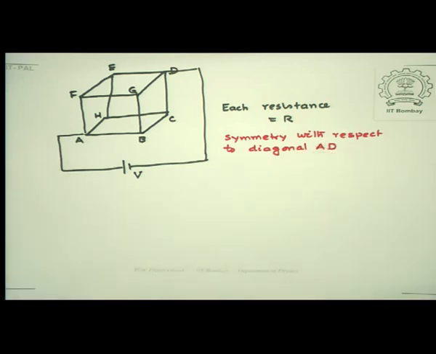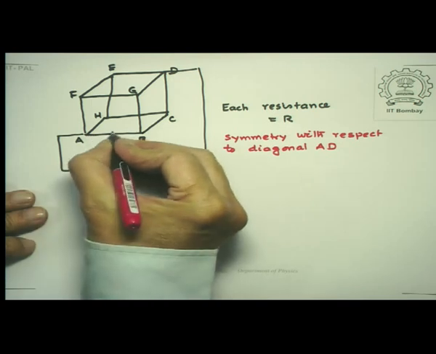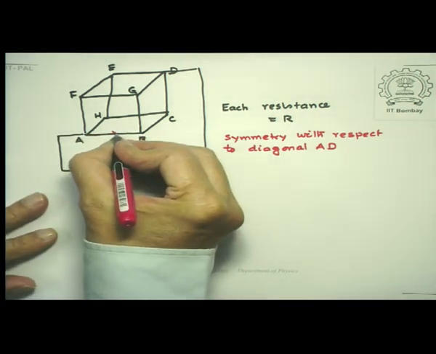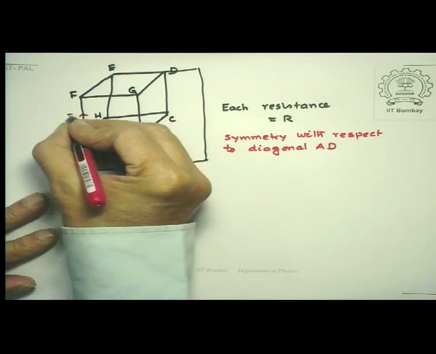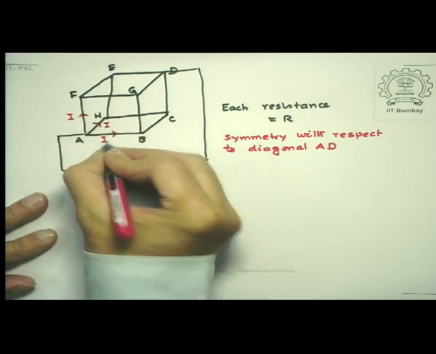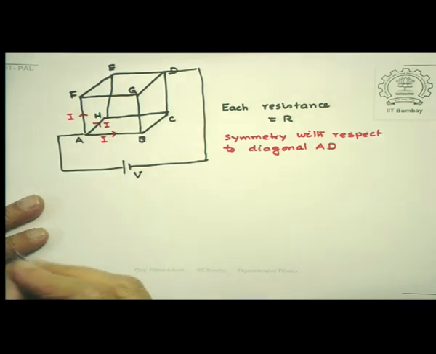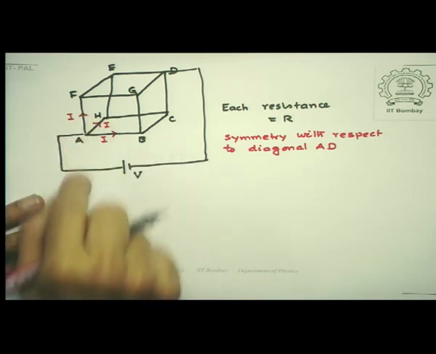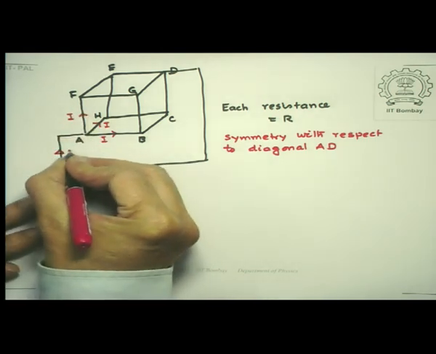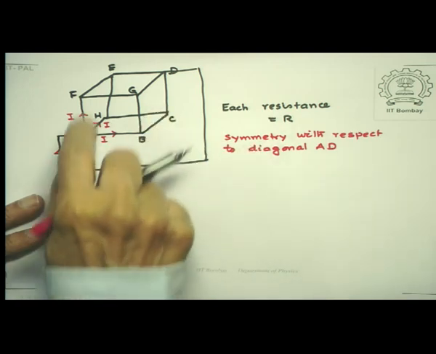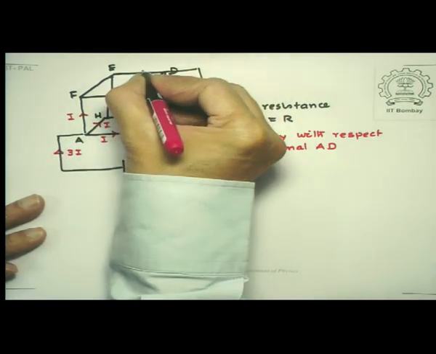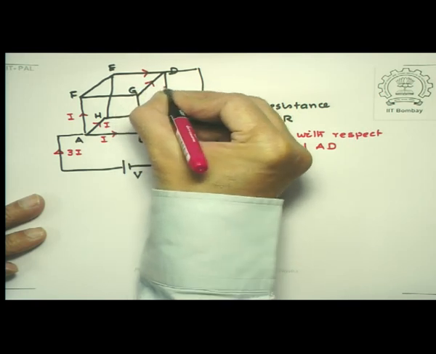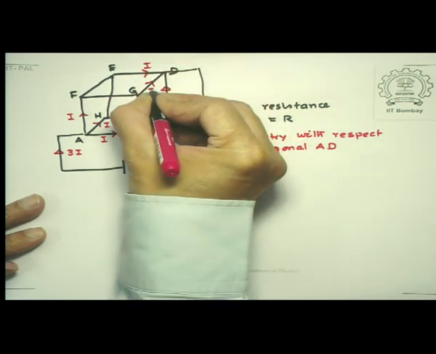Now, that tells me that the current that is distributed in each such arm must be equal. So, let me take these three currents to be equal to I each. So, this is I, this is I, this is I. Now, likewise, these are the currents which are going out of the point A distributed as I, I, I, so that the battery is actually supplying 3I. And these currents will be entering the point D, so therefore, these which are entering the point D should also be I, I, I.